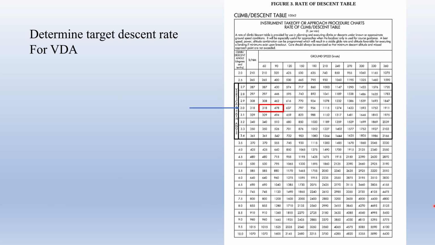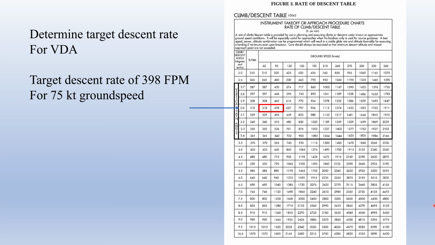So we can see the descent rate at a 3-degree angle at 60 knots is going to be 318 feet per minute. At 90 knots, it's going to be 478 feet per minute. So we average those two together. So our target descent rate is going to be 398 feet per minute for a 75 knot ground speed, or about 400 feet per minute is what's going to keep us on that vertical descent angle.